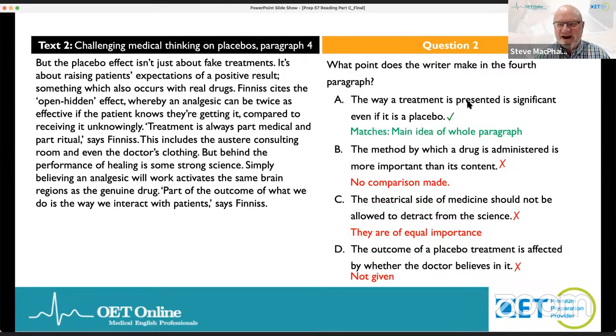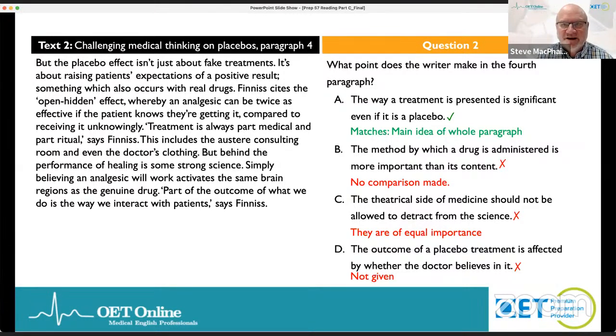The answer is A, and it matches the whole idea of the paragraph. For this one, there's not a particular sentence that says that. It's supported all the way through. So a lot of you have written in A. Well done if you did. It is A. The way a treatment is presented is significant, even if it's a placebo. They talk about the open hidden effect, as we said. That's talking about it's effective if the patient knows they're getting it. So that's the way that the treatment is presented.